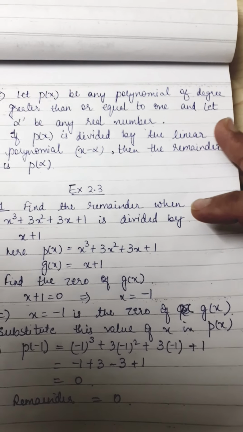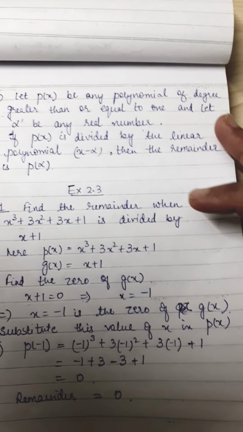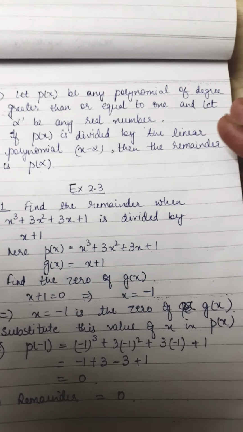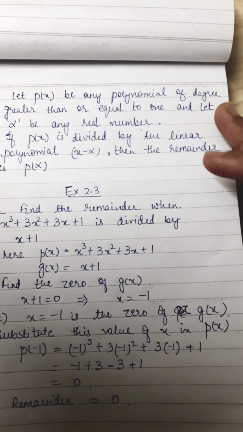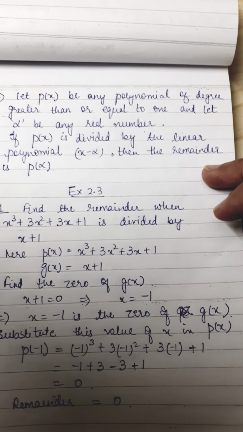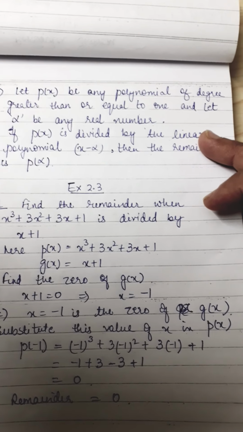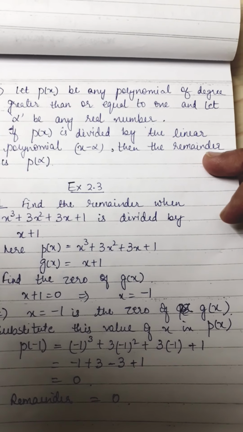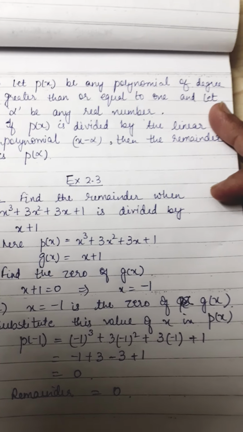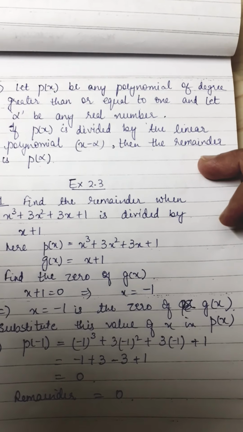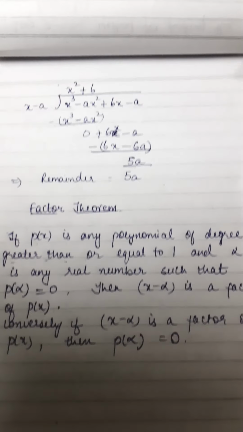Now what if x minus alpha is a factor of p of x? When you are dividing two numbers and one is a factor of the other, say for example 15 divided by 3, here obviously the remainder will come as 0. So if divisor is a factor of the dividend, then there will be no remainder. So if x minus alpha happens to be a factor of p of x, p of alpha, that is remainder, will be 0. That is only the factor theorem.